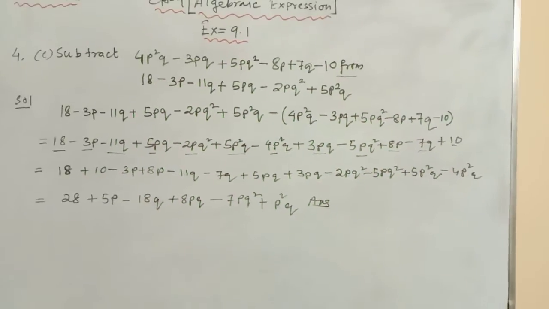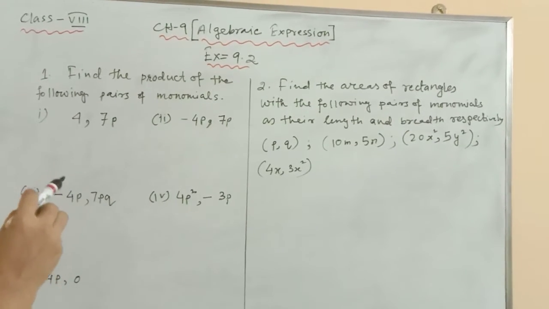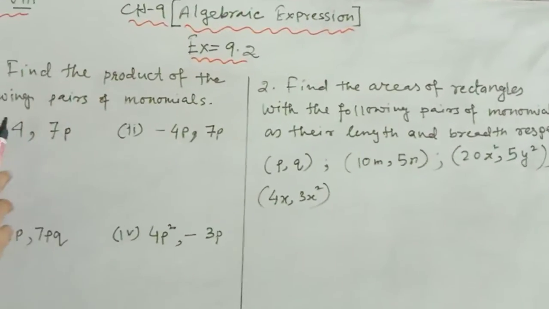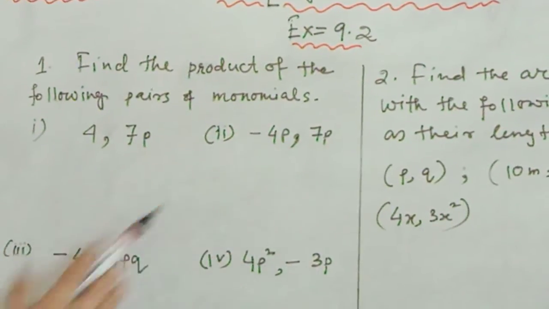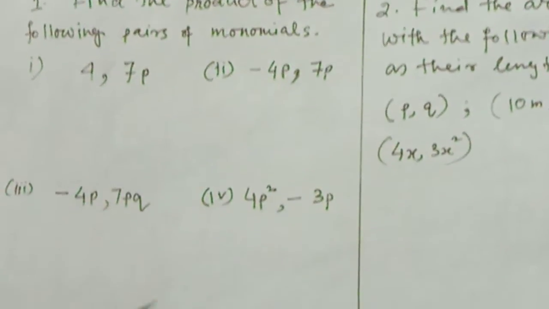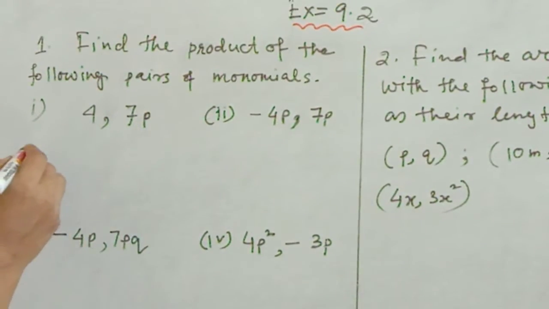Next we will start another exercise. Now exercise 9.2, question number 1. Find the product of the following pairs of monomials. Here two monomials are given everywhere. You can see pairs of monomials are there, so you have to multiply. Find the product of these monomials.